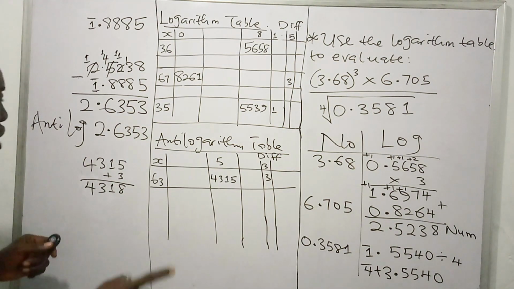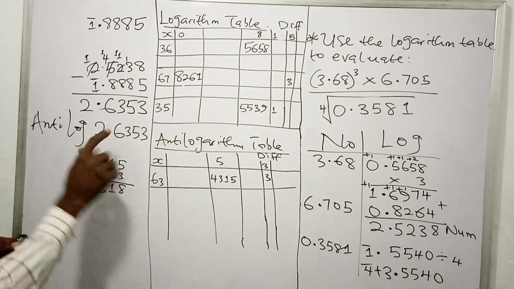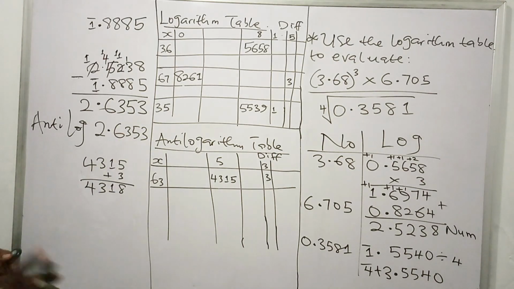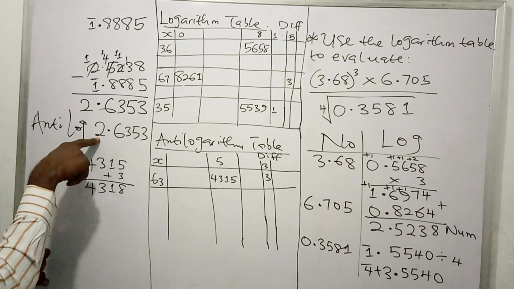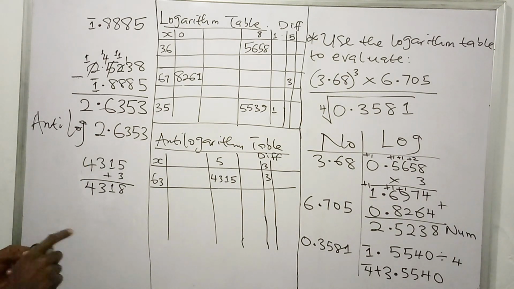Now the question is, what role does the characteristic play? After looking for the antilog of the mantissa, what you simply do is add 1 to the characteristic. So if we add 1 to this, that will give us 3. Then from your left-hand side, you move 3 steps forward and you insert your decimal point.